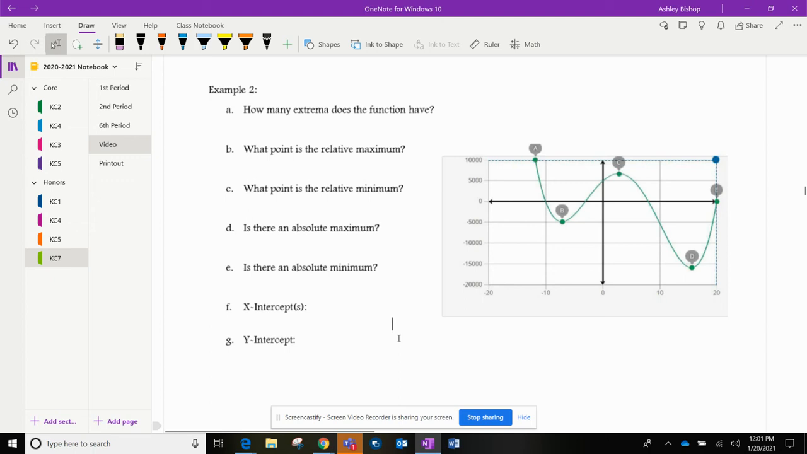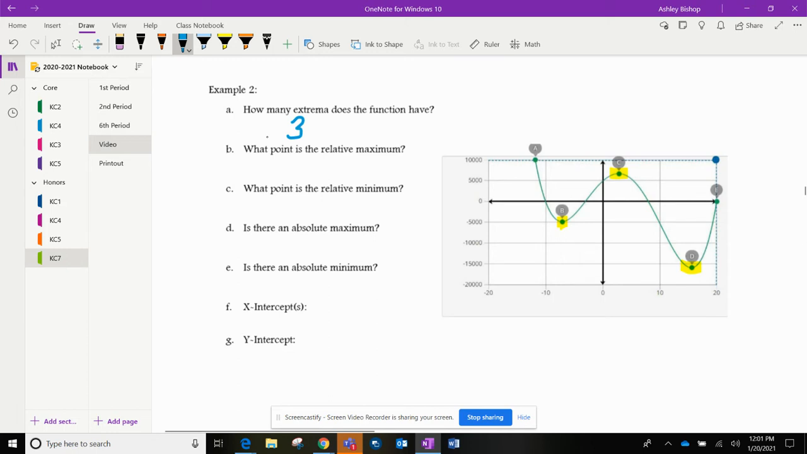Right, last example. So I have a graph that has a little bit more interesting things going on here, so we can answer some more questions. How many extrema does the function have? That means just how many maximums and minimums do you see total? Well, I see a minimum here, a maximum here, and another minimum here. So I see 3 of each. It's just any maximums and minimums, any of them. So I see 3.